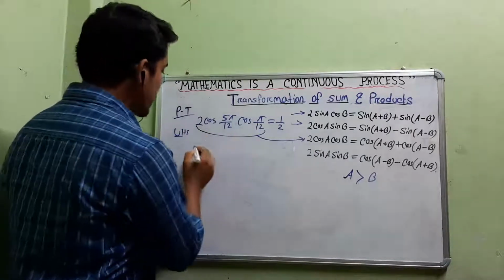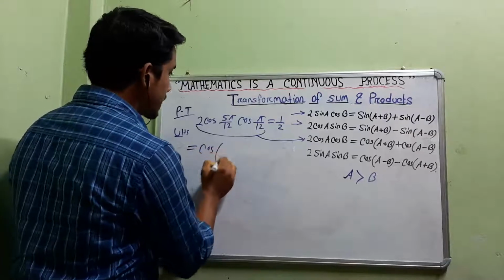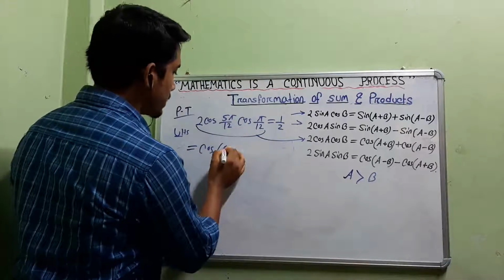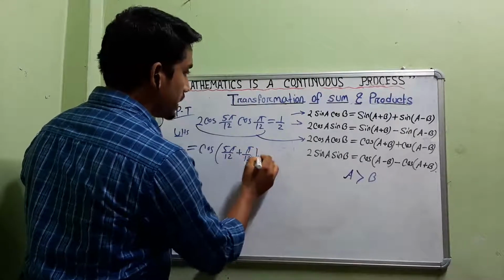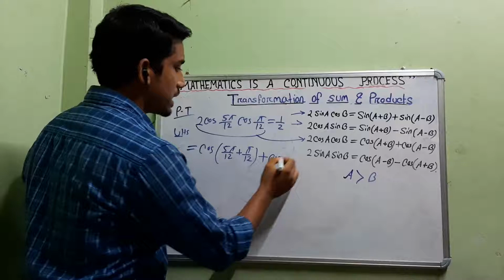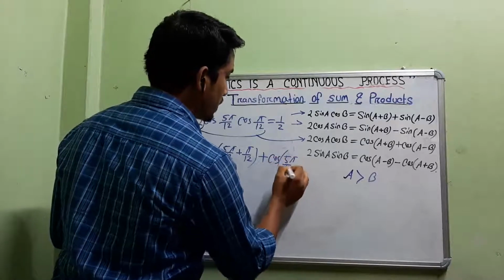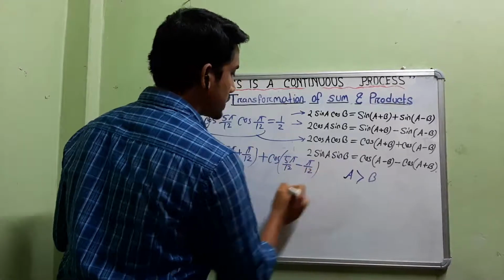So 2 cos A cos B, what is the formula? Cos(A plus B), that means 5 pi by 12 plus pi by 12, plus cos(A minus B). A minus B means 5 pi by 12 minus pi by 12. This is cos(A minus B).